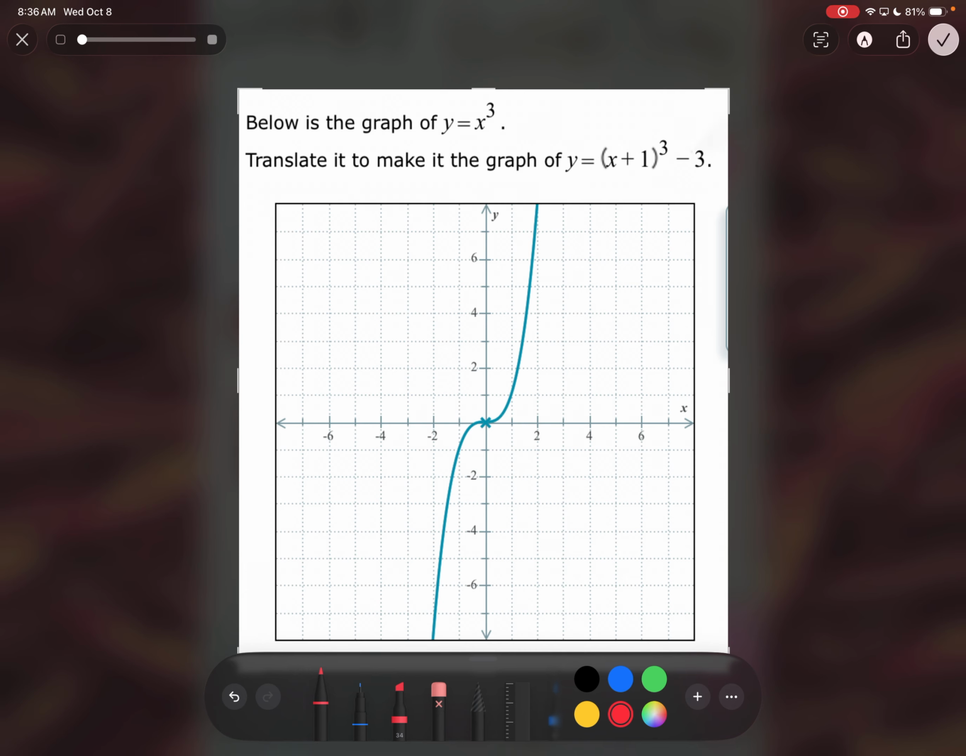So on this one, the -3 on the outside, that's outside, so it's going to go up or down. And then the +1 on the inside, it's on the inside, so think opposite. Inside goes left or right. So this would be left 1. So I go left 1, down 3, and I have the same shape of the graph as I originally had. Okay.